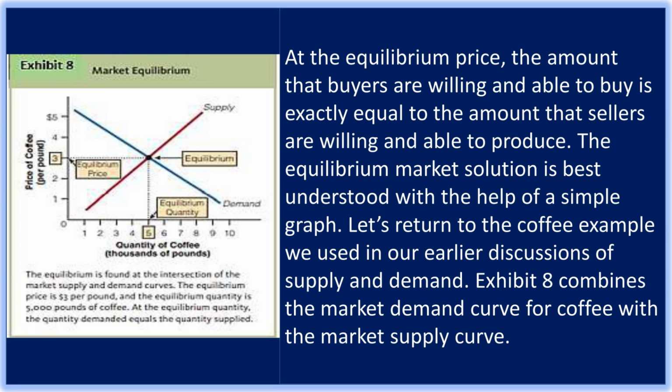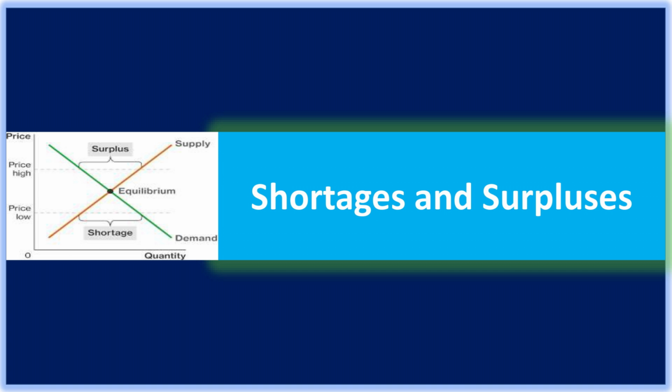The best way to comprehend the equilibrium market solution is with the aid of a straightforward graph. Let's revisit the supply and demand example of coffee from the earlier discussion. If you notice, Exhibit 8 combines the market demand curve for coffee with the market supply curve, shortage and surplus.